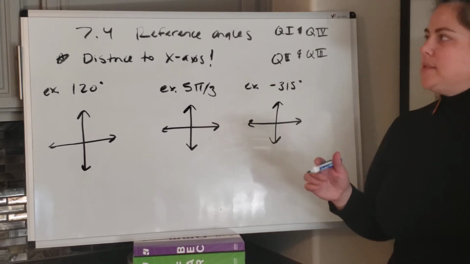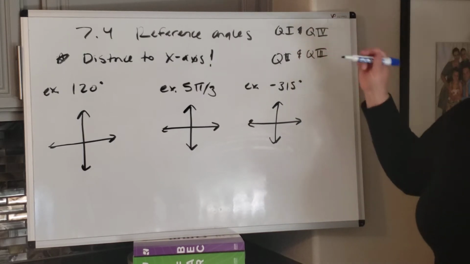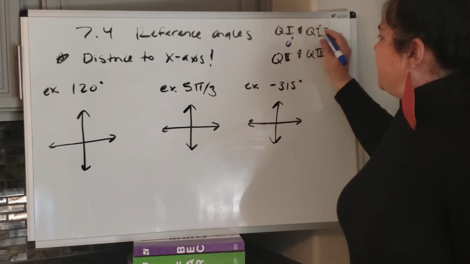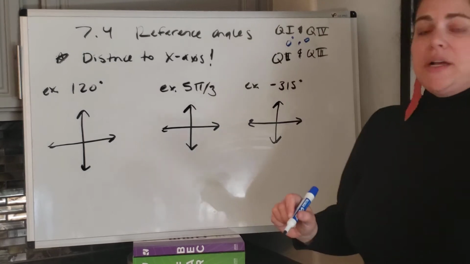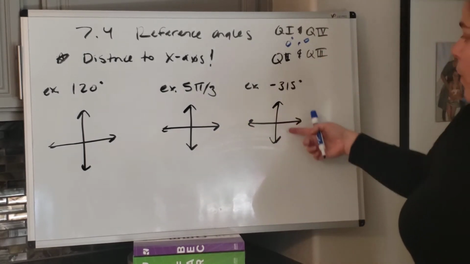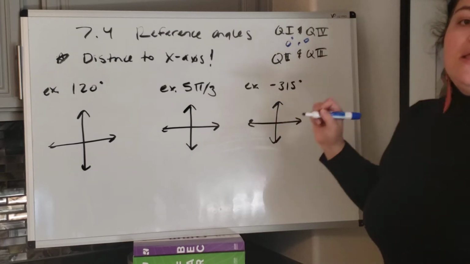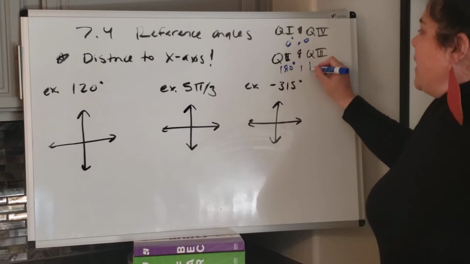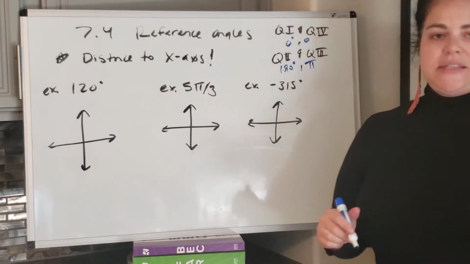So what that means is that with quadrants 1 and 4, you're seeing as close as you're getting to 0 degrees, and 0 pi. So 0 and 0. That's going to be if you're in quadrants 1 and 4. If you're in quadrants 2 and 3, it's going to be whatever your distance is to 180 degrees and pi. Okay, so let's start with our first example.